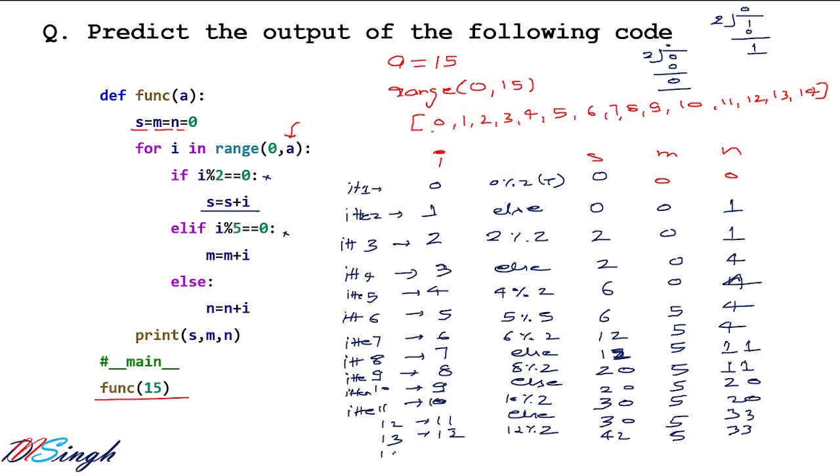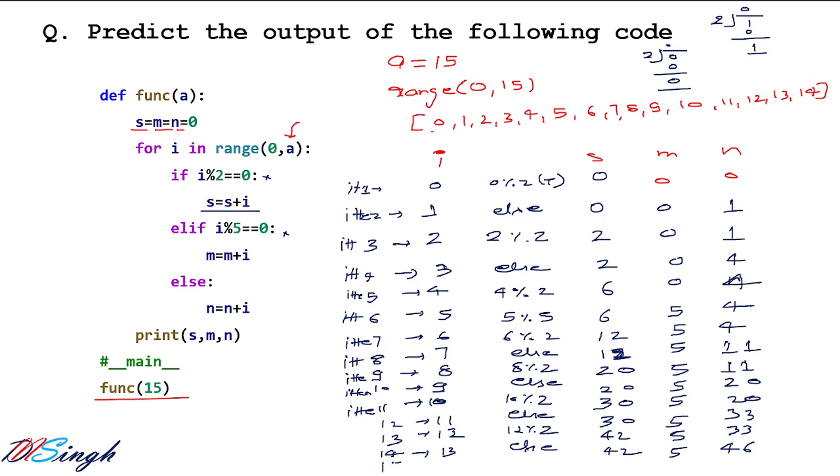Then in iteration 14, the I value will be 13. 13 mod 2 will not result in 0. 13 mod 5 will not result in 0. That is going to go to the else part. In the else part, 13 will be added to n. So 3 plus 3 is 6, and n becomes 46. The m value will be 5, and the s value will remain 42.